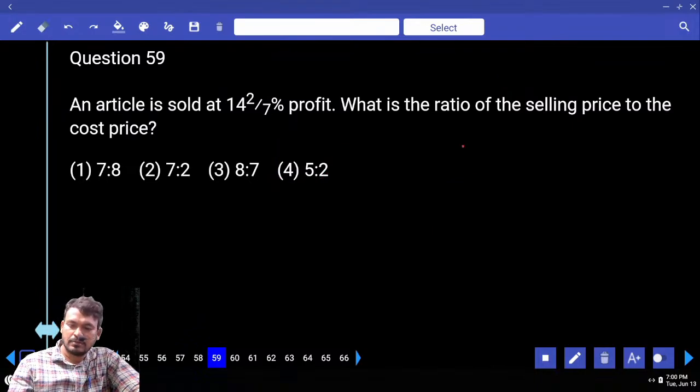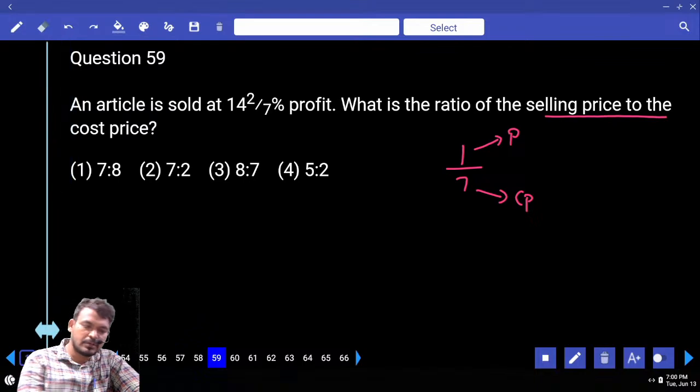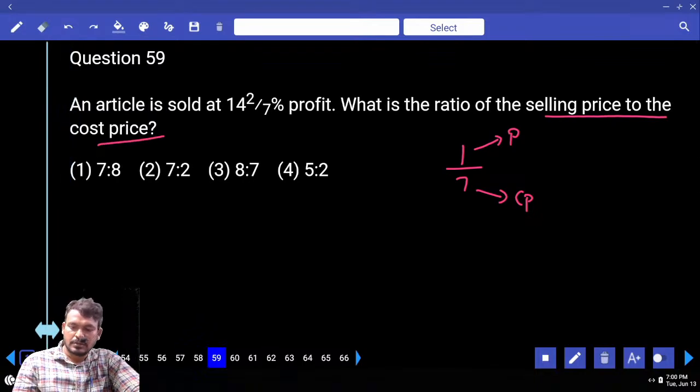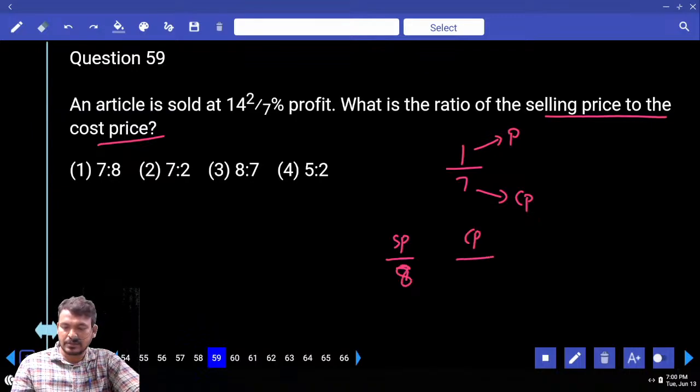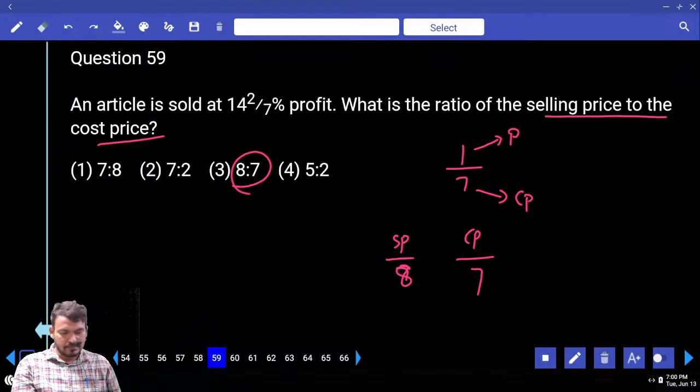Next, 59. An article is sold at a 7% profit. What is the fraction? 1 by 7. 1 is the profit, 7 is the cost price. What is the question here? The ratio between selling price and cost price. Selling price is 8 parts, cost price is 7 parts. What is the ratio? 8:7.